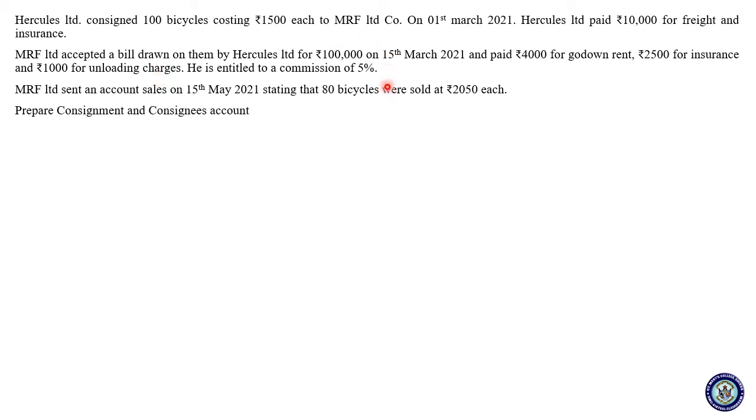And MRF is entitled to a commission of 5%. So MRF Limited sent an account sales on 15th. I hope you know what is account sale and what is pro forma invoice. I gave the theory and I explained that. Okay, so stating that 80 bicycles were sold at 2050 each. Now, of 100 bicycles, 80 were sold. There is no normal loss, there is no abnormal loss, so the remaining difference itself is closing stock. 100 minus 80, 20 bicycles.